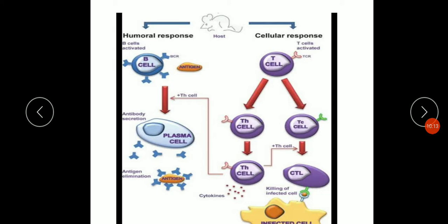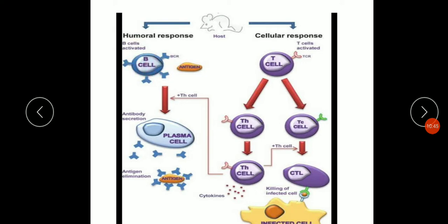So in this way we see how this acquired immunity works in our body. There are two ways: cellular immunity and humoral immunity. So understood? In cellular immunity no antibody is produced, but in humoral immunity antibodies are produced by the lymphocytes. Cellular immunity, or cellular response, is caused by the T lymphocytes, and humoral immunity is caused by the B lymphocytes.